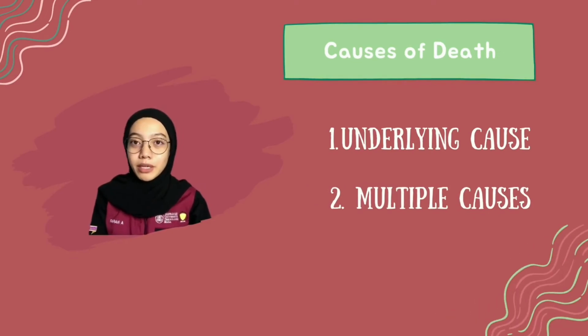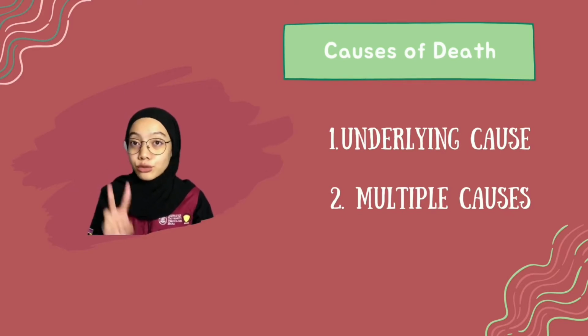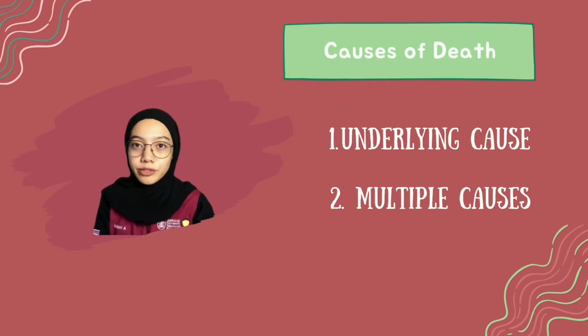I'm going to explain about causes of death. Basically, causes of death consist of 2 points. The first one is the underlying cause. The underlying cause of death refers to the disease or injury that initiated the chain of morbid events leading directly to death, or the circumstances of the accident or violence that produced the injury. For example, stroke, heart disease, and cancer.